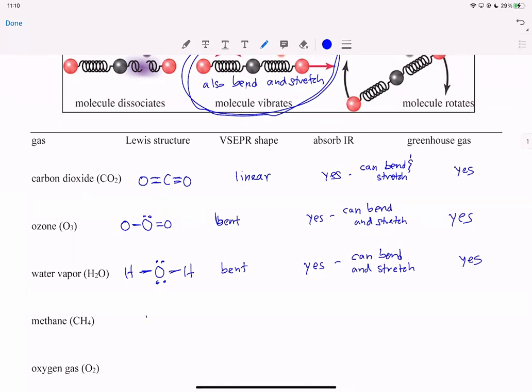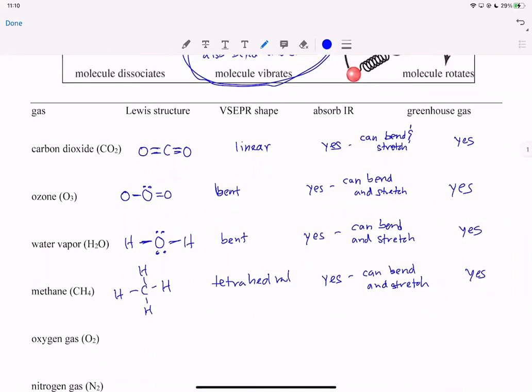Then we've got methane. Methane is the carbon with 4 hydrogens, 1, 2, 3, 4. That's the tetrahedral shape, and this can absorb infrared. Every one of those bonds can bend a little bit, vibrate, stretch. And the bending and stretching means that infrared is absorbed. When it returns to its natural, less bent or less stretched out shape, it releases infrared into the atmosphere, and that makes it a greenhouse gas.